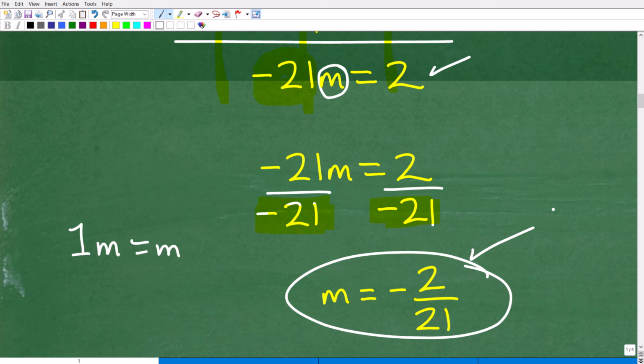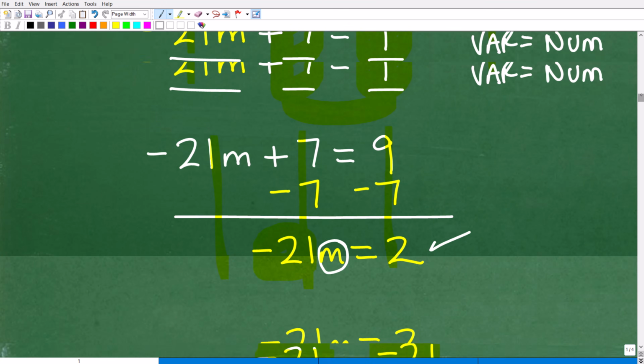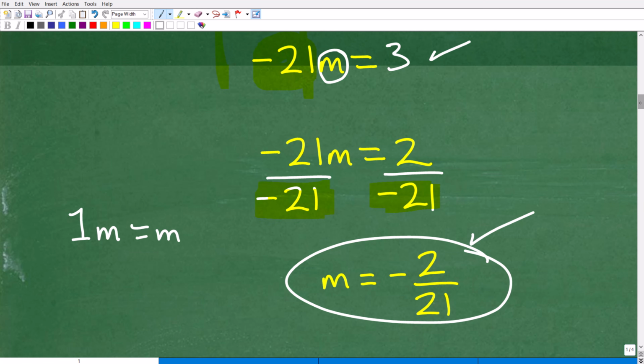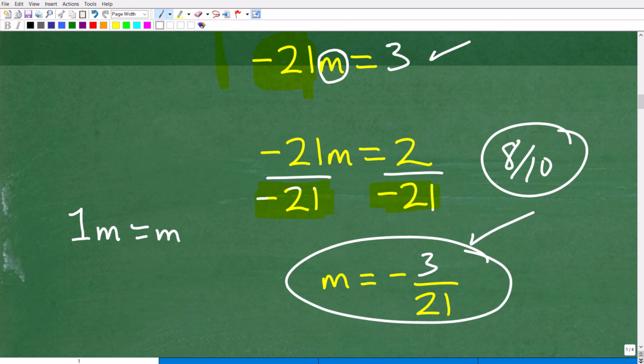Okay? Now, if you were in my math class, and you made a little error here. Let's say you did 9 minus 7, and instead of putting 2, let's say you put 3 or whatever the case is, and then you gave me your final answer over here as, let's say, 3 over 21. I would probably give you 8 out of 10 points, okay, because you showed me so much good work. I'm like, okay, they just made a little mistake there. Okay, they lost track of the numbers. That's not the end of the world.